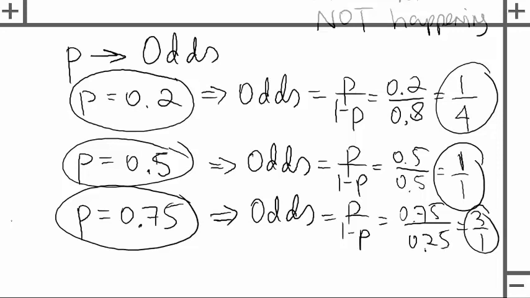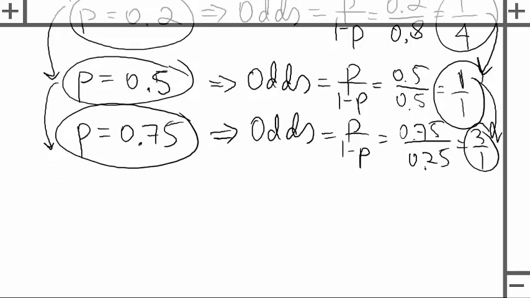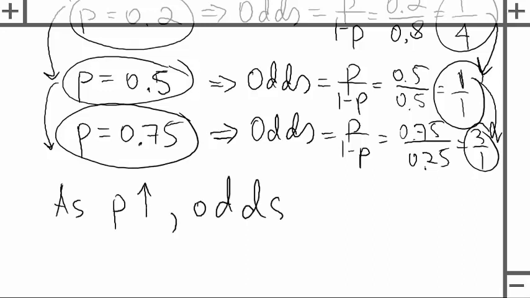So what do we see? When the probability goes up from 0.2 to 0.5 to 0.75, what happens to the odds? 1 in 4, 1 in 1, 3 in 1, odds go up, right? So here is the rule, ladies and gentlemen, okay? As probability goes up, odds also go up. So essentially, it's an alternative way to think about probabilities, okay? That's it. P goes up, odds go up, and vice versa. Higher odds mean higher probability in favor of a certain event, right? Make sense? Should be fairly straightforward.